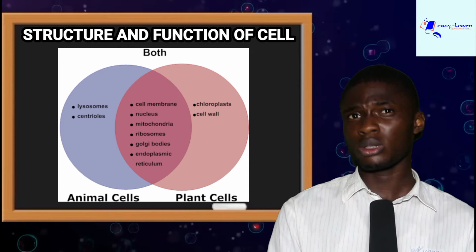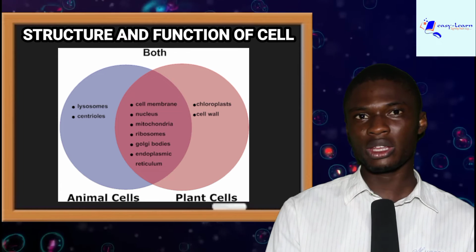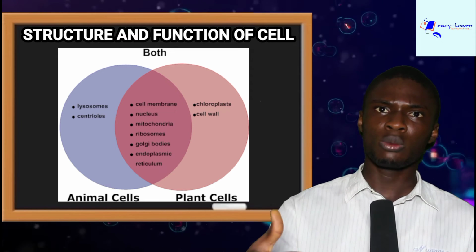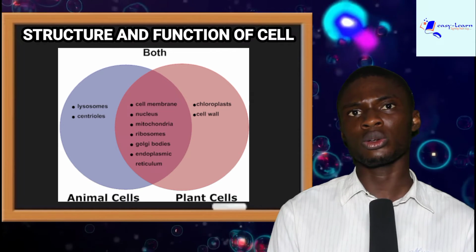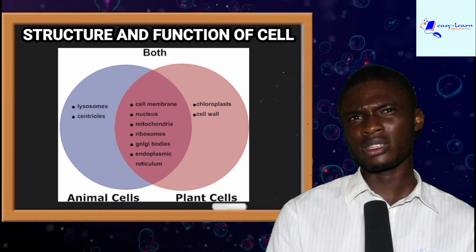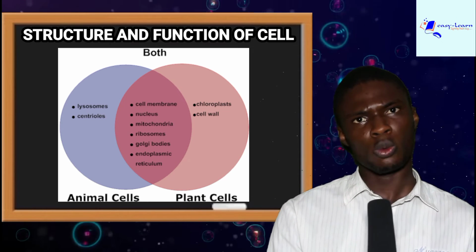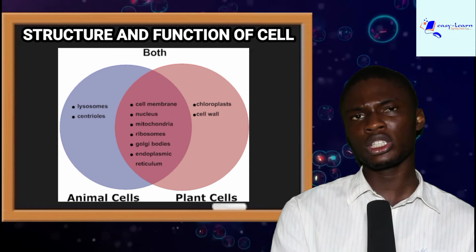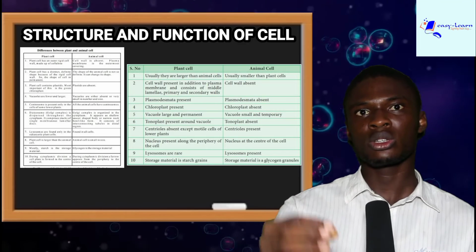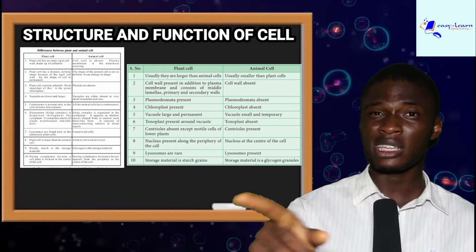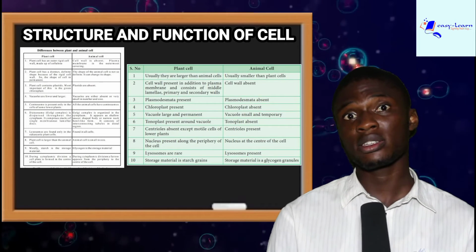Whereas in the animal cell, the cellulose cell wall is absent. In plant cells, you have the chloroplast, which contains the chlorophyll, which is used by plants for photosynthesis. It is absent in animal cells. Another difference is that animal cells do not have a definite shape, while plant cells have a definite shape. In plant cells, the nucleus is not centrally located. In animal cells, the nucleus is centrally located. These are differences between plant and animal cells.